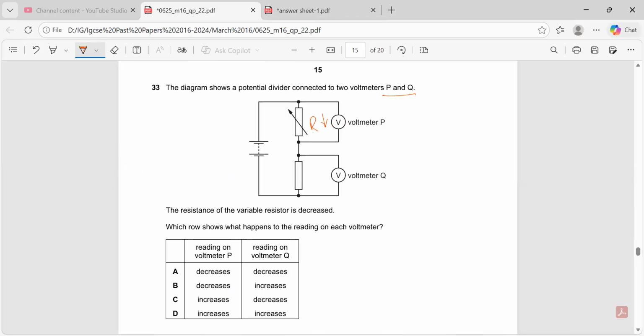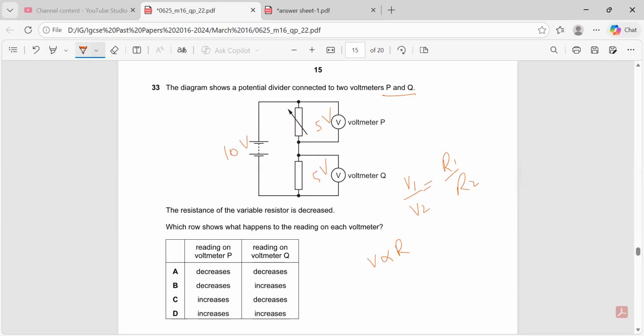You know, this is a potential divider. I told you in this case, V is directly proportional to R, or we can say V1 over V2 is equal to R1 over R2. So the ratio of voltages is equal to the ratio of resistances. Now, let me tell you that in the beginning, if the battery is 10 volts, then 5 volts were here and 5 volts were here, such that 5 plus 5 total is equal to 10.